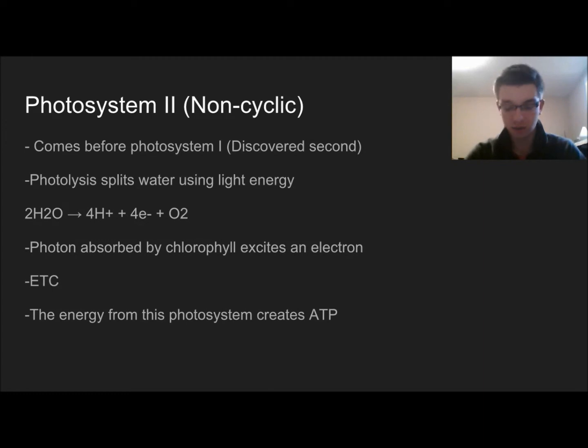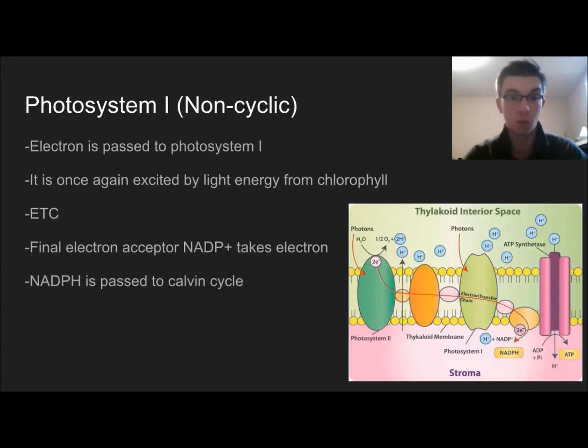So that electron that goes down the electron transport chain doesn't just go away. It's still there, and where it goes to is photosystem 1, which is also part of the non-cyclic flow. So the electron is passed to photosystem 1. It's once again excited by the light energy from chlorophyll, so the same process as photosystem 2. Then it moves down another electron transport chain, and then it finally moves to the final electron acceptor, NADP+. And it takes this electron and becomes NADPH, which is passed to the Calvin cycle.